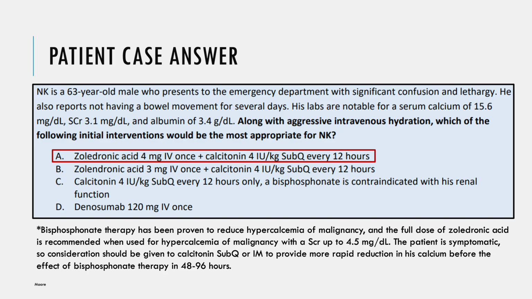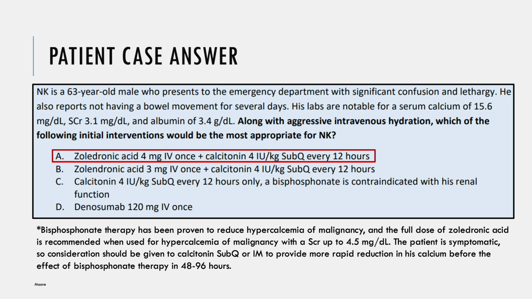So that brings us back to our patient case, our patient NK again, who's having those symptoms of hypercalcemia of malignancy and has very high serum calcium, needs another treatment option along with that aggressive hydration. And the correct answer is zoledronic acid 4 milligram IV once with calcitonin, and that is given sub-Q every 12 hours. This is because bisphosphonate therapy has been proven to reduce hypercalcemia of malignancy, and the full dose of the zoledronic acid is recommended when used for hypercalcemia of malignancy, with that serum creatinine up to 4.5 milligram per deciliter.